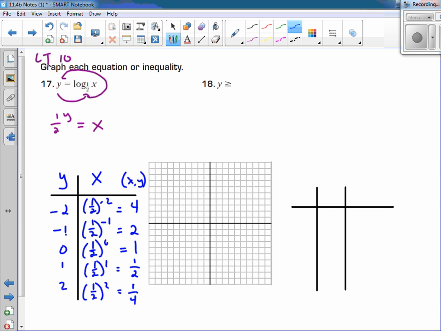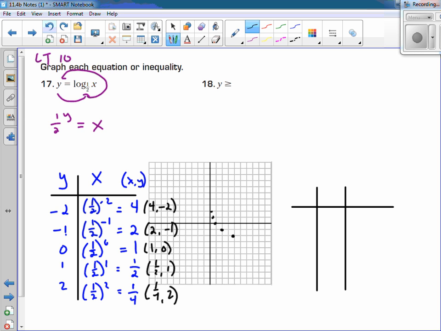So if we start graphing that, again, you have to be careful. We have 4, -2, and 2, -1. Right? X still has to come first. So 4, -2 is right here. And 2, -1 is right there. And 1, 0. And 1/2, 1. And 1/4, 2.